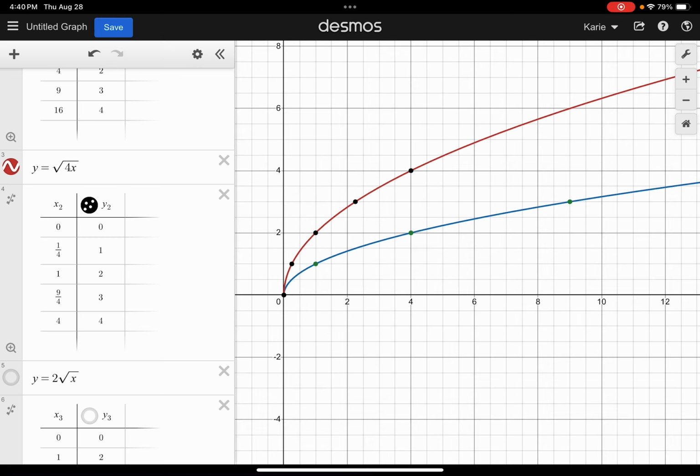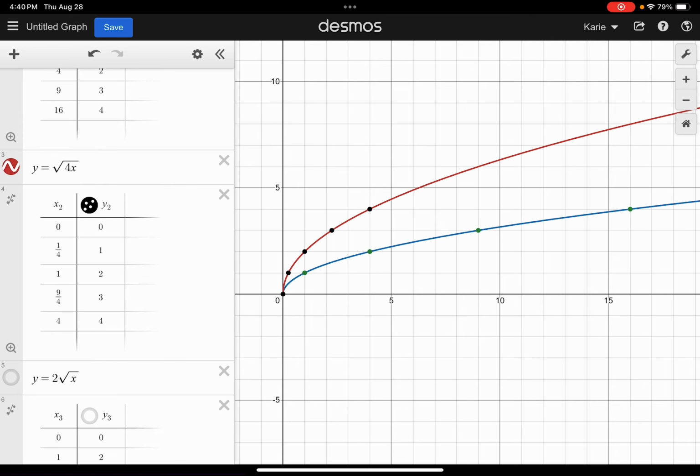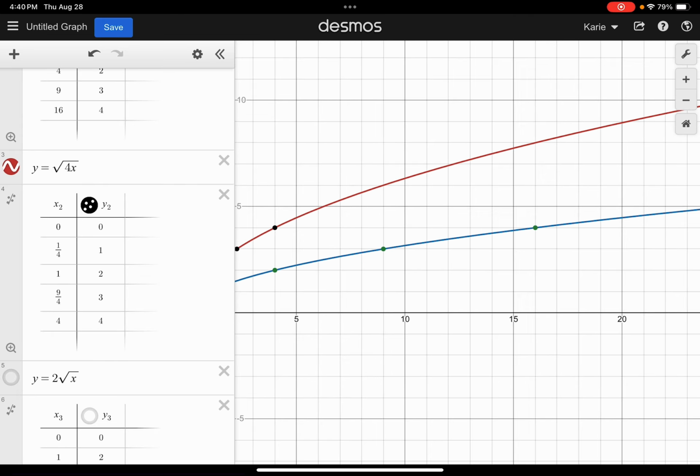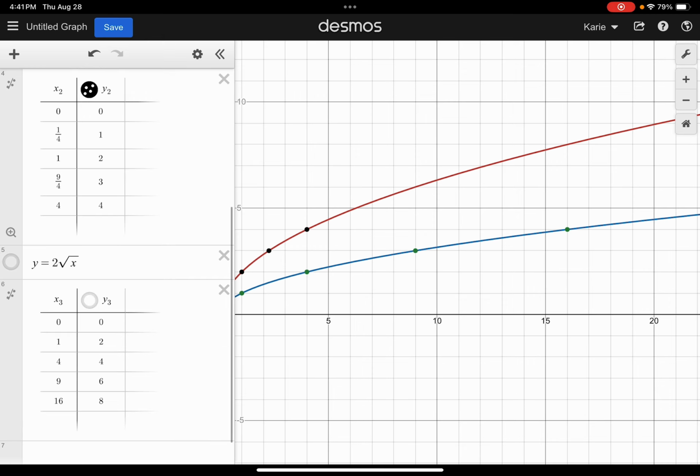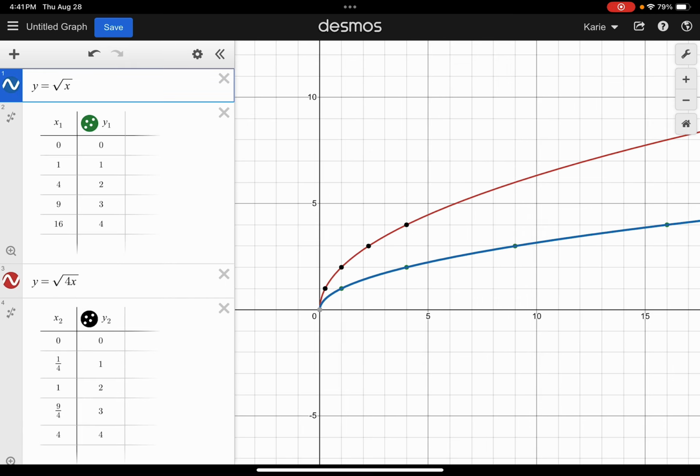Hopefully that helps. I will save this little Desmos and add it to the details about this video. So hopefully you can play with this, turn on the different pieces, look at the different points, maybe come up with a few of your own coordinates. But if this helps you, fantastic.